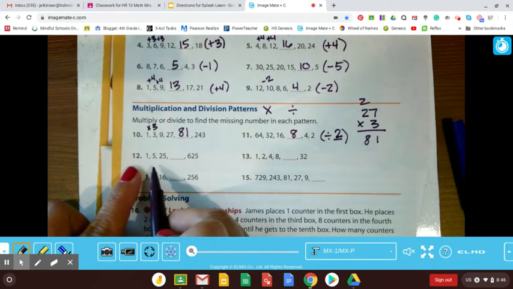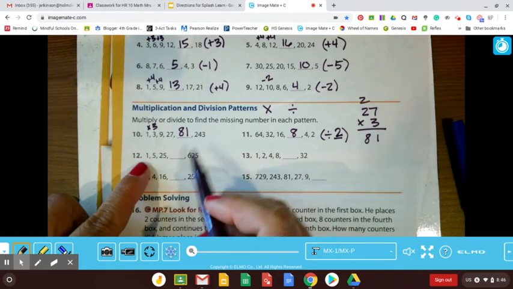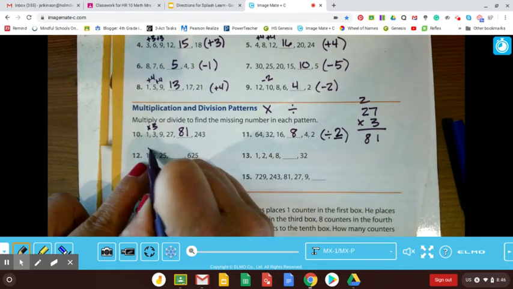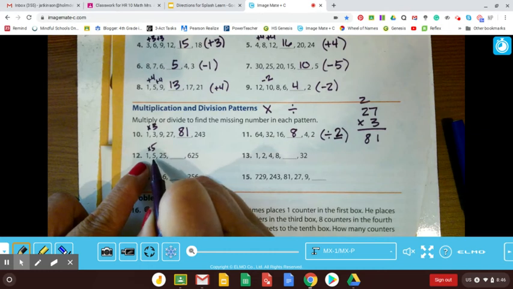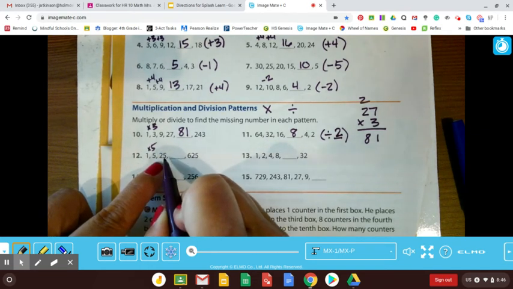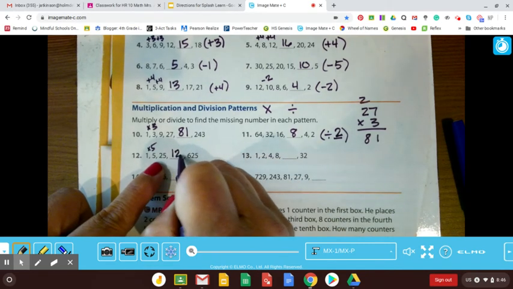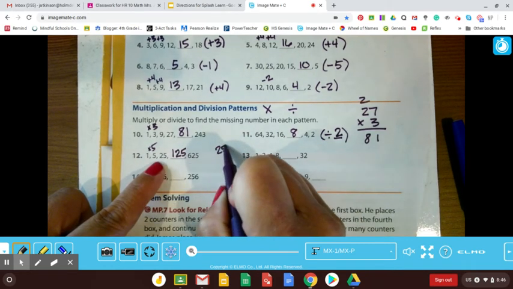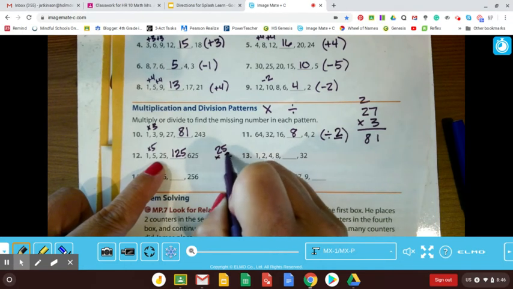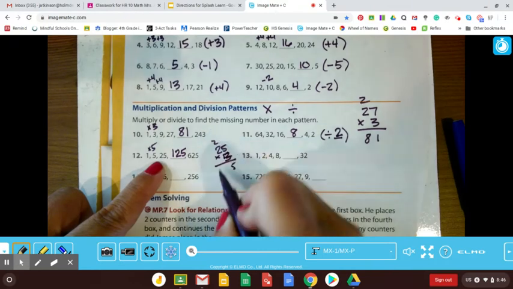For our next pattern, we have 1, 5, 25. Let's see, I think this might be a multiply by 5. 1 times 5 is 5. 5 times 5 is 25. 25 times 5 is 125. And if you didn't know that, you could just count up, 25, 50, 75, 100, 125. There you go.